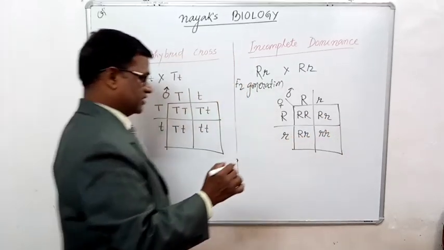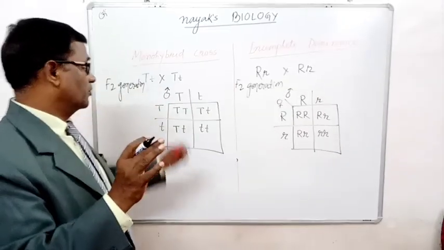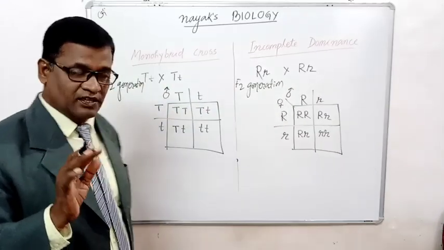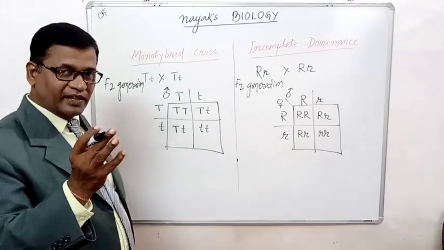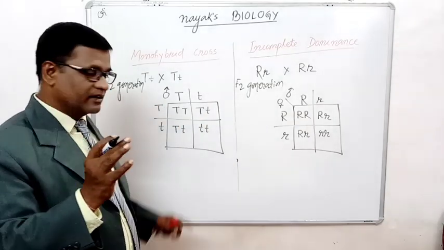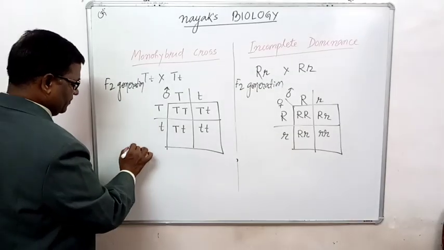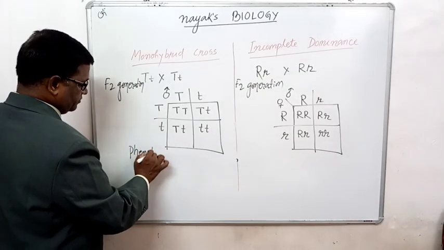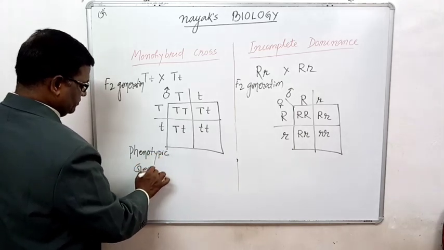Now we have to see the phenotypic and genotypic condition of the monohybrid cross and incomplete dominance. Are you clear? Until now, we did the F1 generation, which gave the hybrid; in the incomplete dominance case we got the pink color. For the F2 generation, we did the cross. Now we have to discuss the phenotypic ratio and genotypic ratio.